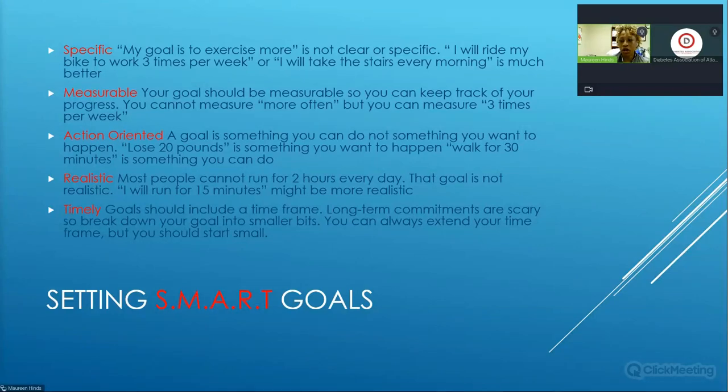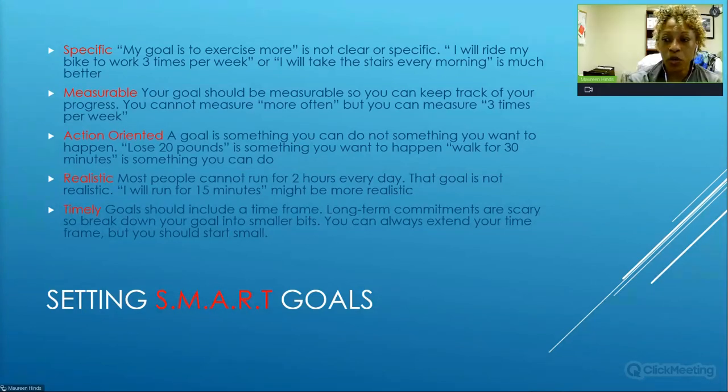So, setting SMART goals. So again, specific. We want to be specific when we're setting a SMART goal. And the example that I used is, let's say I said my goal is to exercise more. Do you think that would be a specific goal? And just a yes or no in the chat. I'm curious. Thank you, Kimball. Not specific, Andrea and Joyce. Good deal. Because it's not, right?